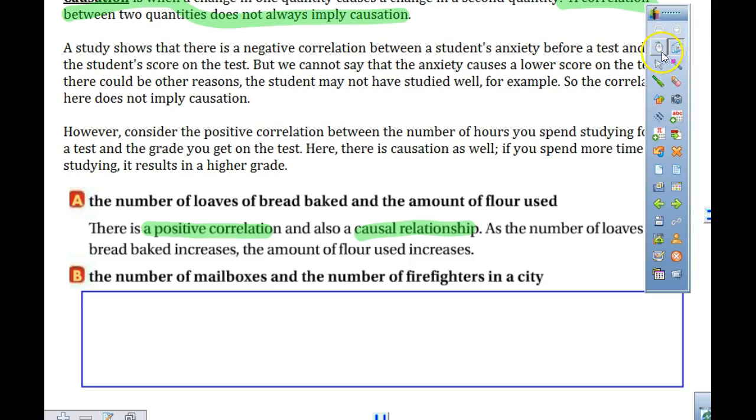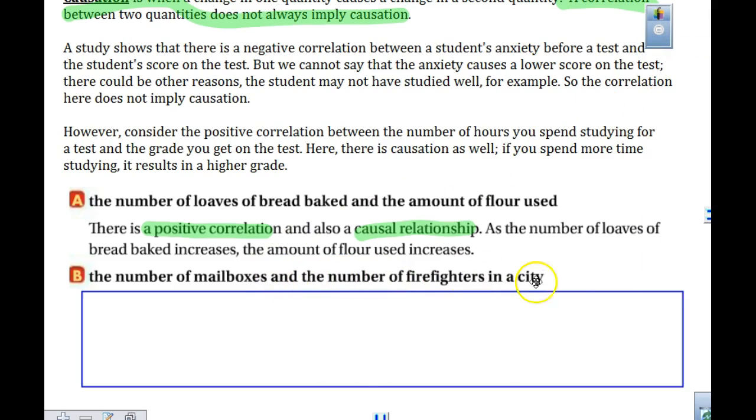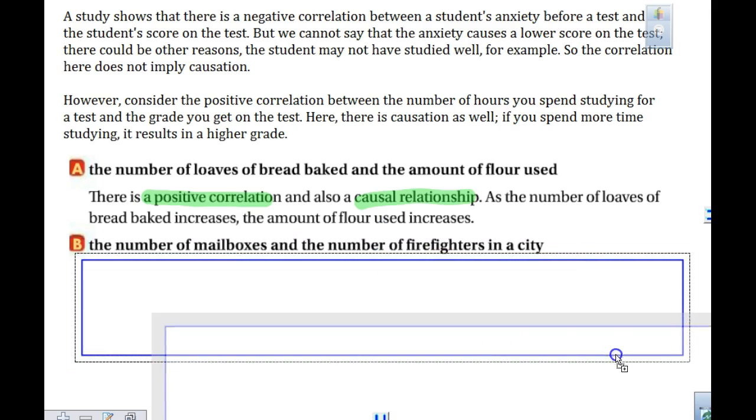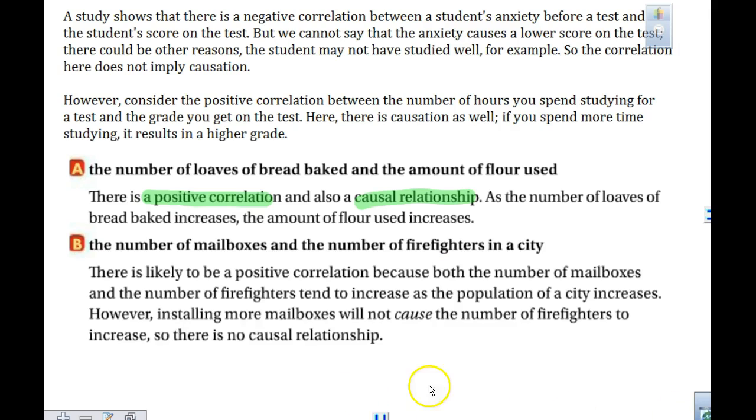As we look at the next question, I always think this is interesting, the number of mailboxes and the number of firefighters in the city. Now, if your mailboxes increases, that's because what's happening? You're getting more people, and if you get more people, usually you think you probably need more firefighters. But do you have to have more firefighters just if you add more mailboxes? And especially, like if you think of adding it in an apartment complex, all of a sudden you have a ton of them, okay?